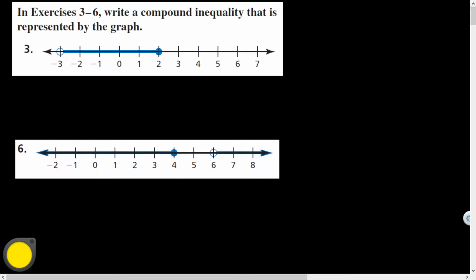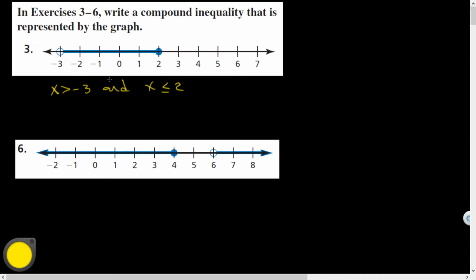We're solving compound inequalities, multiple inequalities simultaneously occurring with an AND or OR logic. So let's see, write a compound inequality that is represented by the graph. This one is shaded in between. That is an AND logic operator in effect for a compound inequality. I could write this as x is greater than -3 and x is less than or equal to 2.